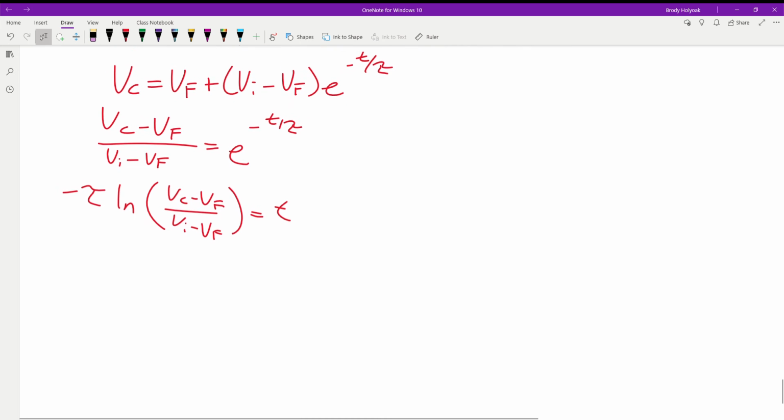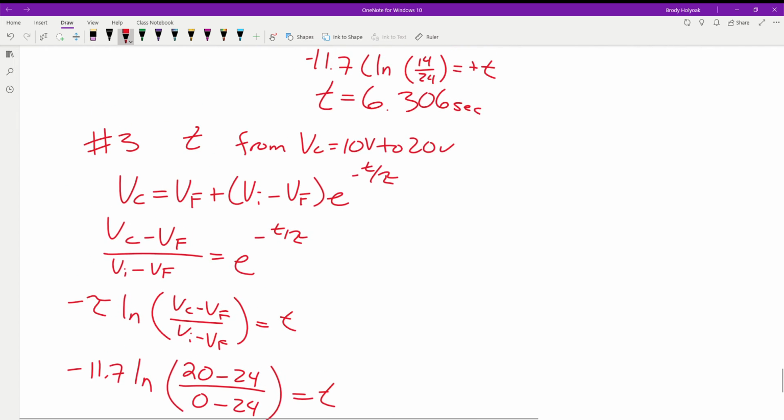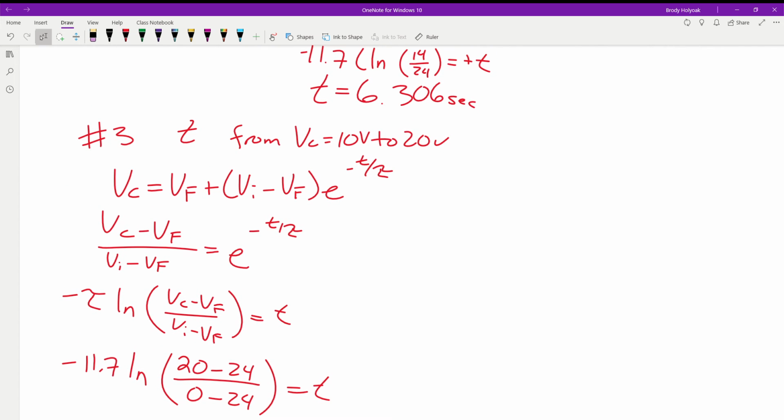So we plug these in. So we got negative 11.7 times the natural log of 20 minus 24 divided by 0 minus 24. And that will give us the time. So we know that the time it takes to go to 10 volts is 6.3 seconds.